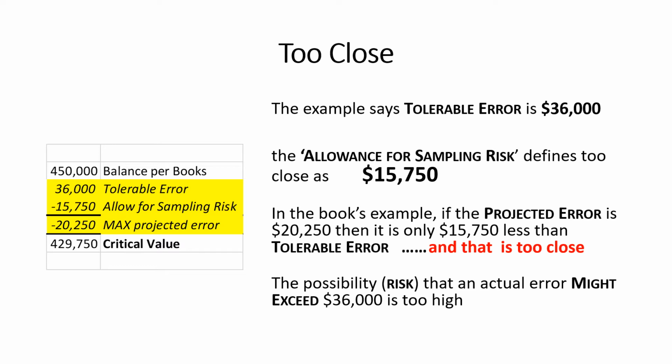And we're going to add in a critical value. So we just subtract 20,250 from the book value, and we'll say 429,750 is our critical value. If the projected error is 20,250 or greater, then it's too close to tolerable error, and there's too much risk that the actual error might exceed 36,000.